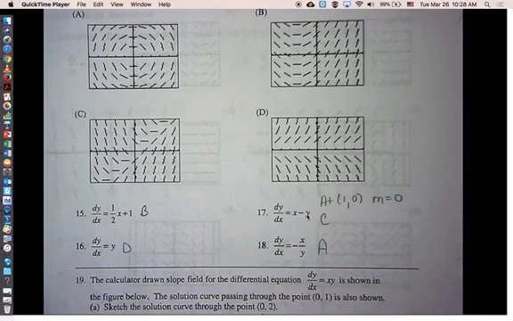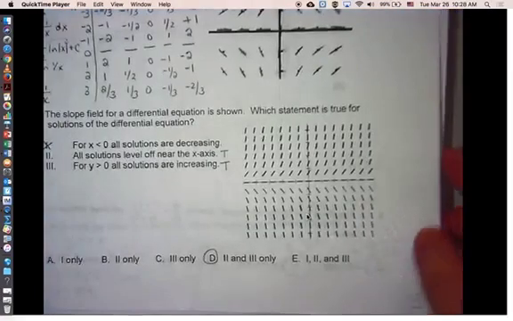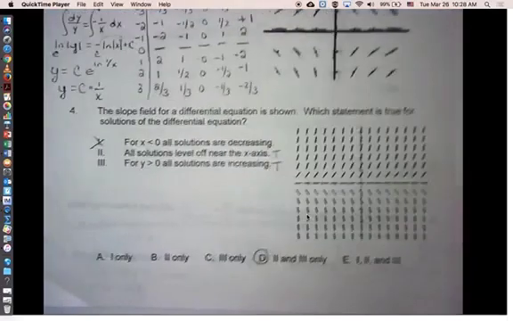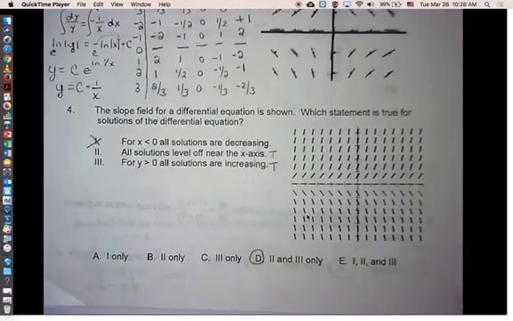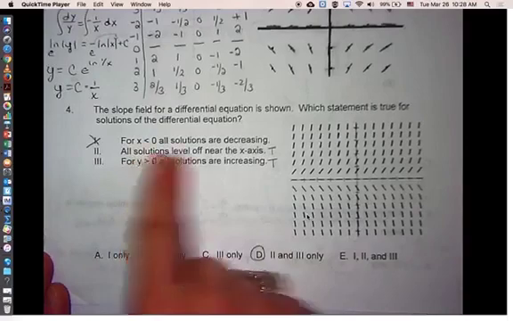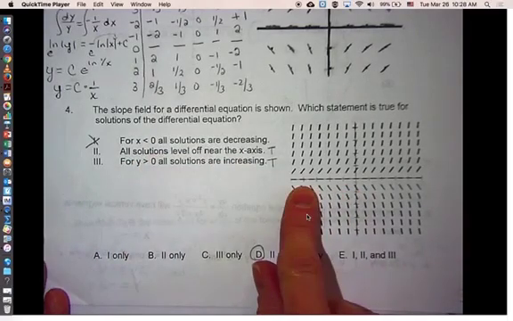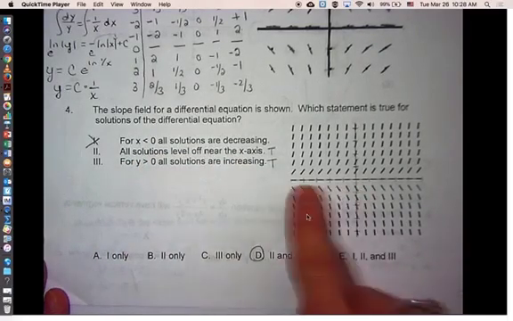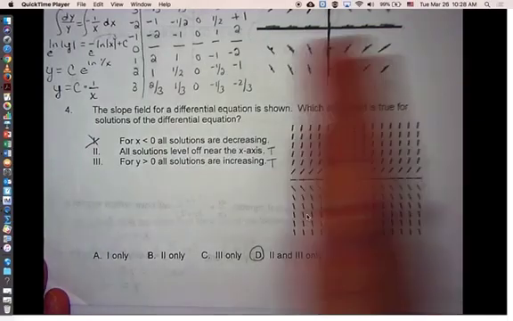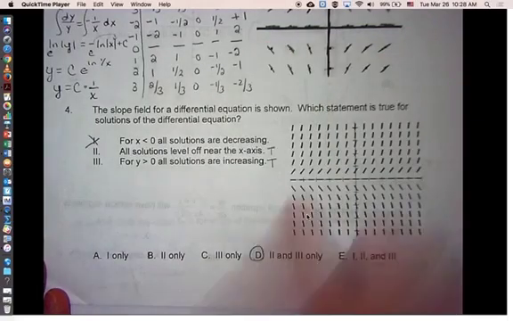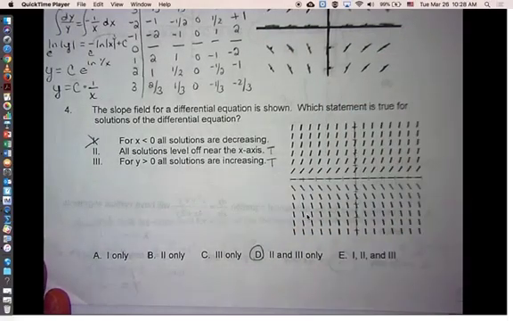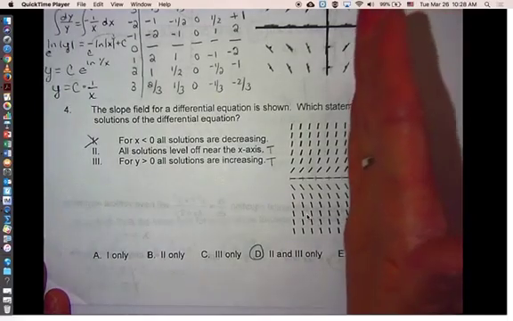Okay, what other numbers in that packet? Let's go back to 4. How was that one? I just look at it and say, which ones are true or false? For X less than 0, are all the solutions decreasing? For X less than 0, are all those slopes decreasing? There's a whole bunch of them increasing, right?